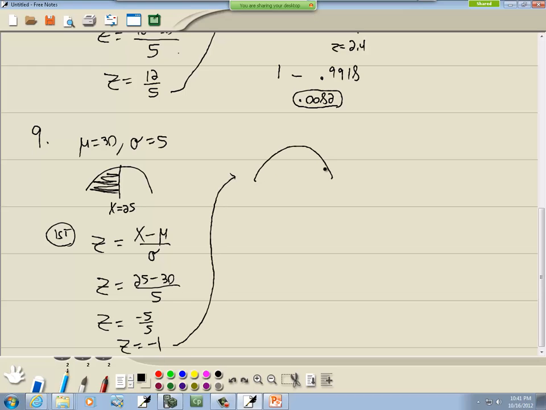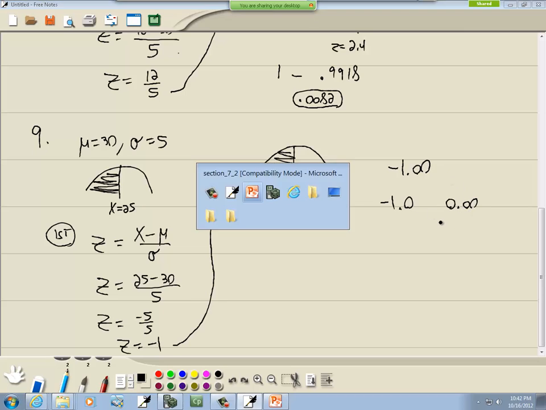So our picture is we got z is equal to negative 1, and then we're shaded to the left. Now this is perfect for our tables. We got it in the z-score form, and it's the area to the left. Well, this is like negative 1.00, our z-score. So we're going to look up negative 1.0 in our tens place, and we're going to look up our hundredths place, which is 0. So we're going to look this up.